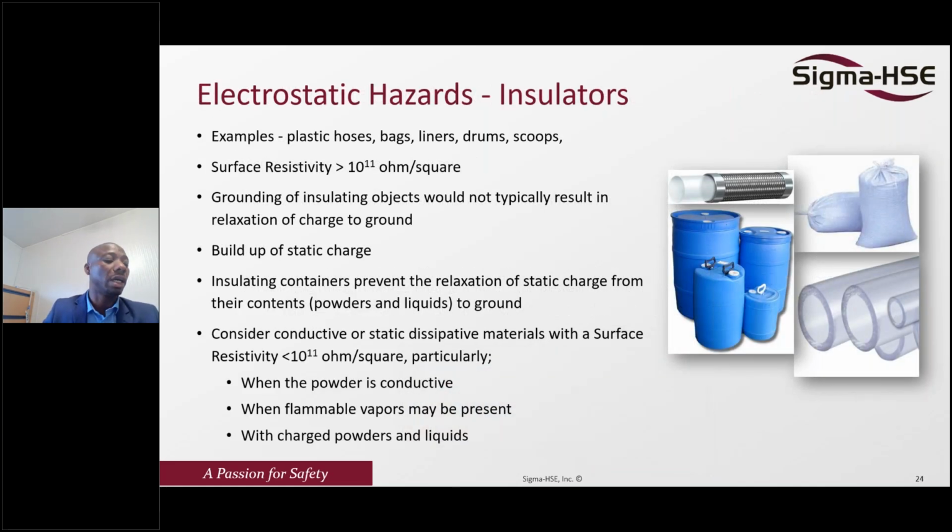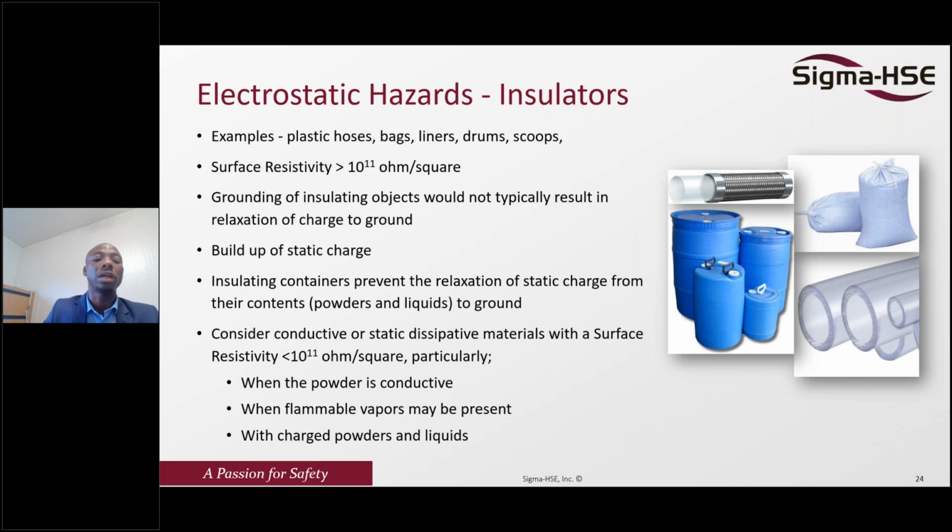Insulative materials are also something that we need to address, because they accumulate various charges and do not dissipate. A typical example is what you see here. When you handle material in any flammable atmosphere, you need to ensure that these materials are not used. You need to have static dissipative or conductive material which you can bond and ground and dissipate the various charging.